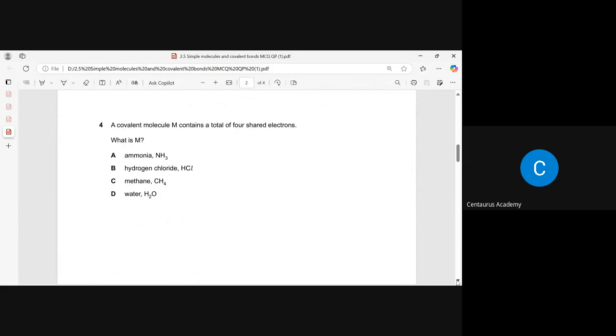Which covalent molecule M contains a total of four shared electrons? A total of four shared electrons. What is M?